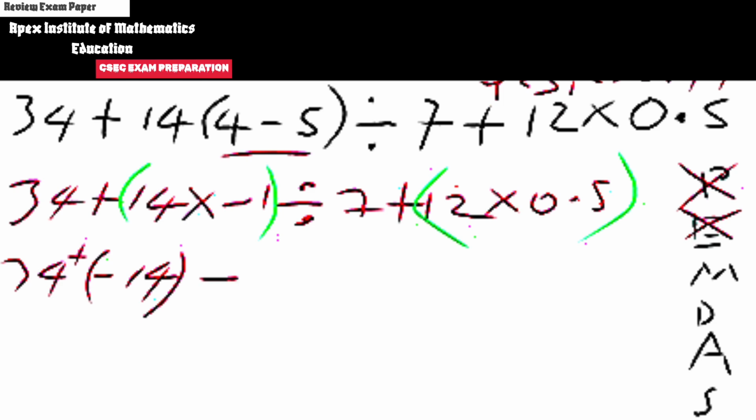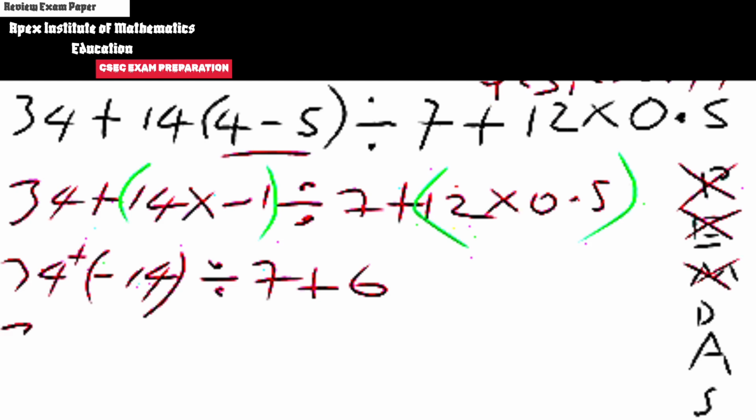Then we're going to divide here, say here, by 7 plus 12 multiplied by 0.5. If you're not very good at decimals, utilize the calculator, ladies and gentlemen. That's going to be 6. 12 multiplied by 0.5, that's going to be 6. Now, since we are finished with M, we can move on to D next.